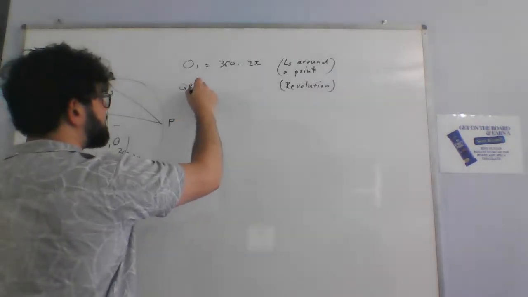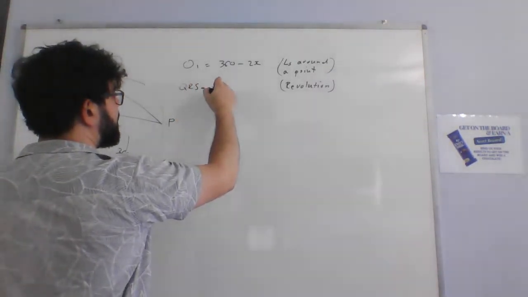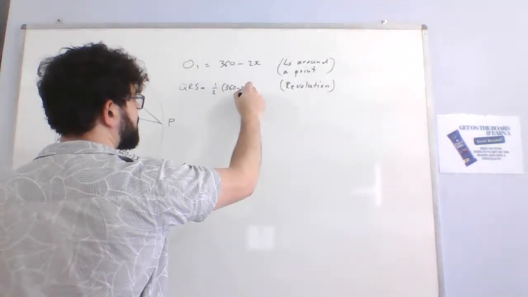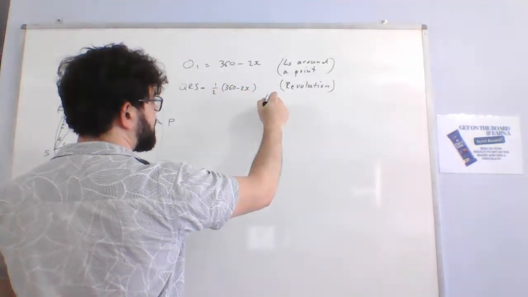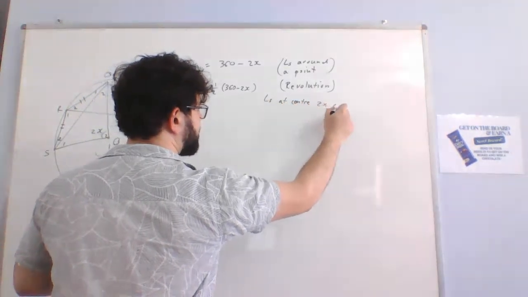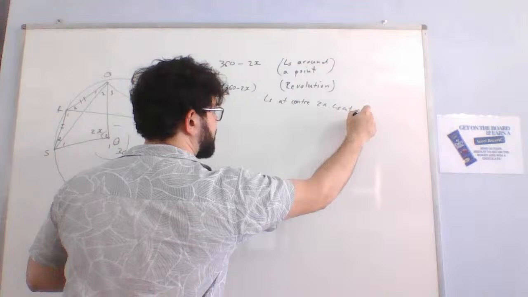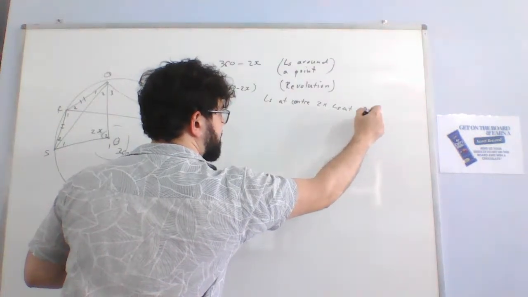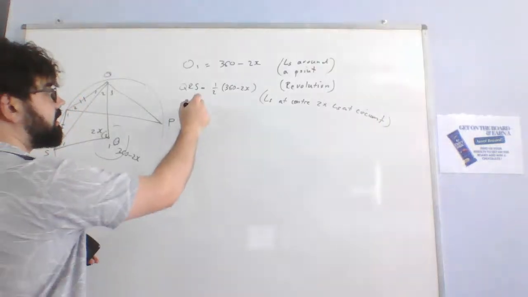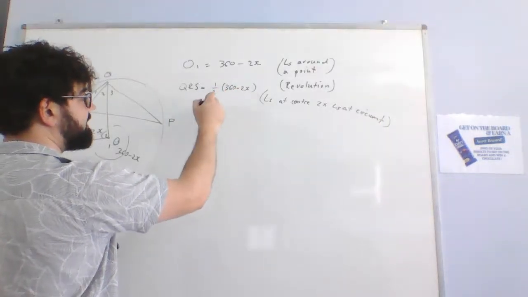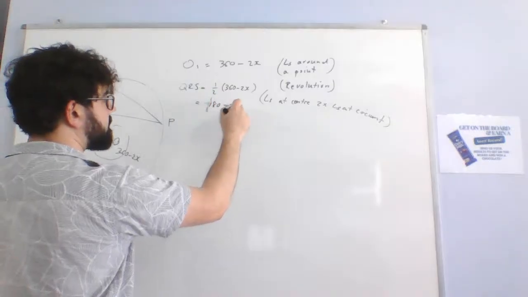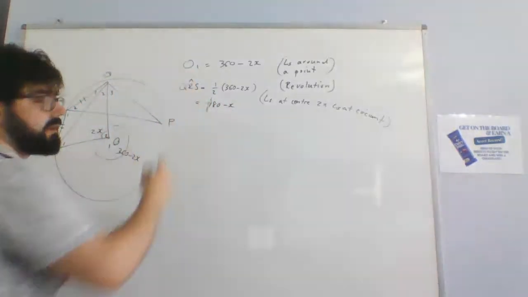So QRS now is going to be a half of 360 minus 2x. And the reason there is that angles at the center are 2 times angles at the circumference. And half of that is going to be 180 minus x. So we distribute that half. Okay. And there we're done.